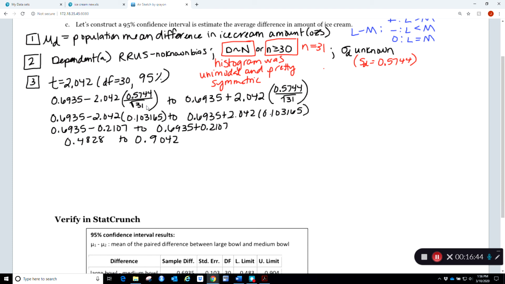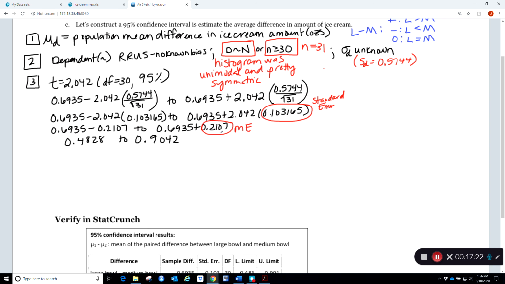As a quick reminder of some old terms that we've learned, when I did this calculation of the 0.5744 over the square root of 31 and got this 0.103165 number, another name for this is what we call the standard error. And then once I multiplied that by my t and got this 0.2107, this is what we would call again our margin of error. So similar terms to what we've seen for other confidence intervals.